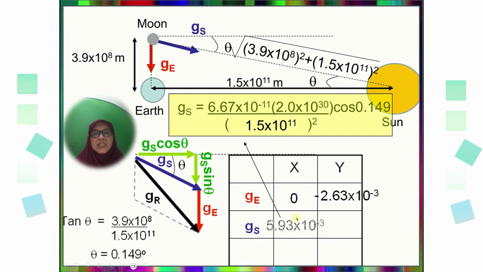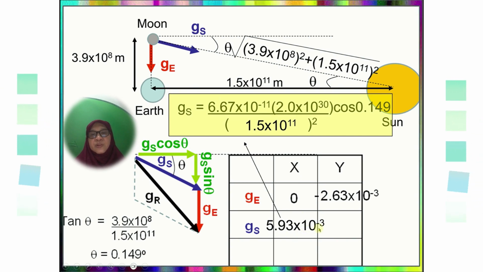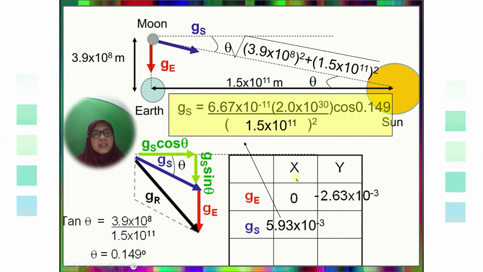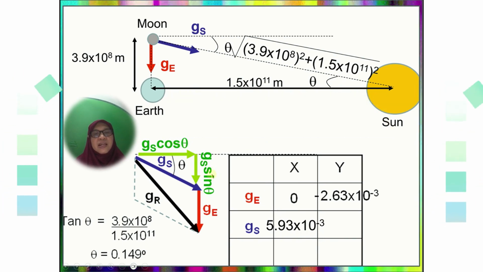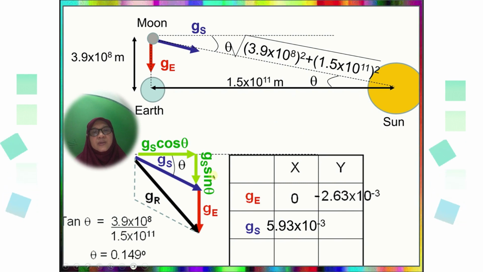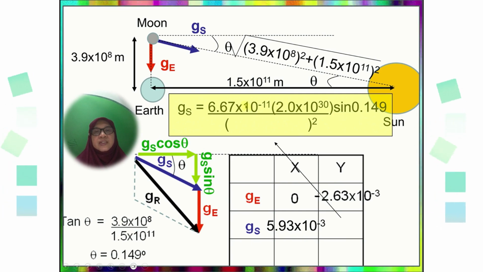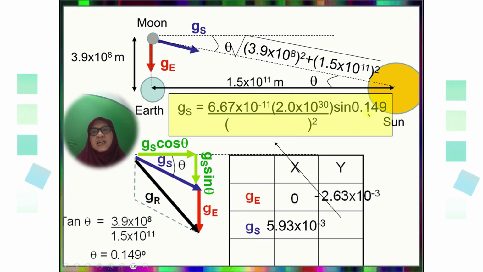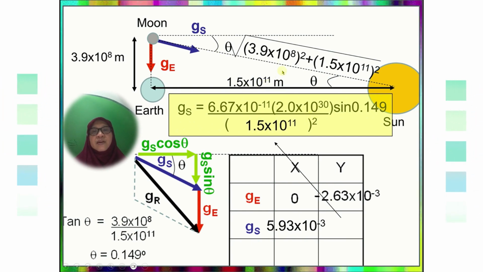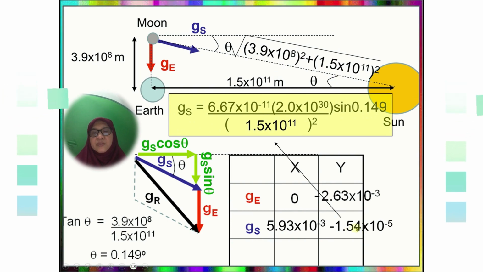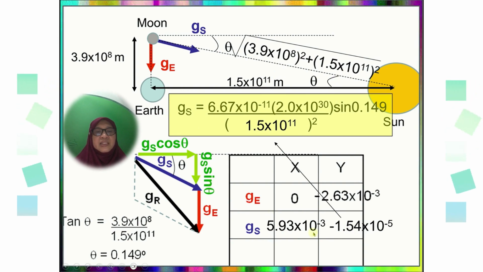Now we substitute the values into the table. So 5.93 times 10 to the power of negative 3, and it is positive because Gs cos theta is to the right. And then for Gs sin theta, we use the same formula, GM over r squared. So we substitute G and the mass of the sun, sin 0.149, and the distance 1.5 times 10 to the power of 11. The answer is negative 1.54 times 10 to the power of negative 5, because Gs sin theta is in the downward direction.